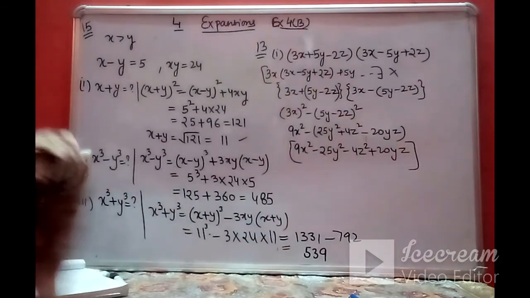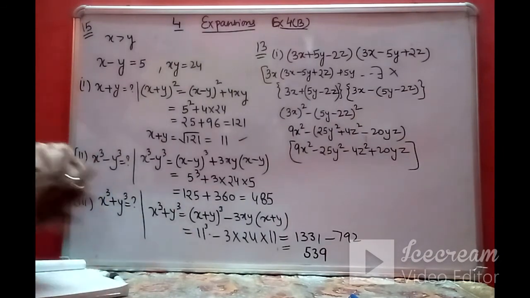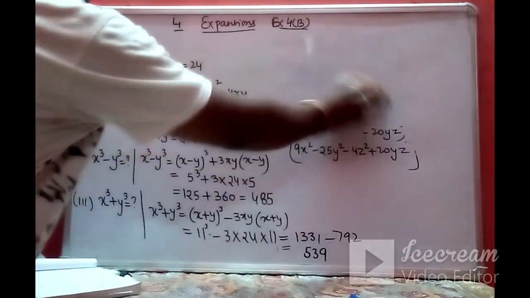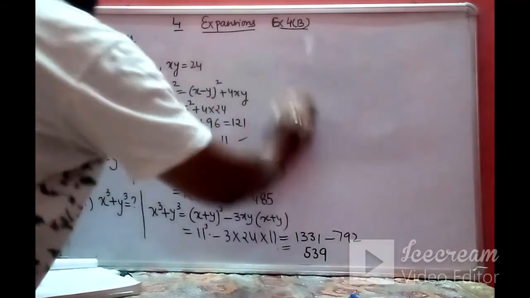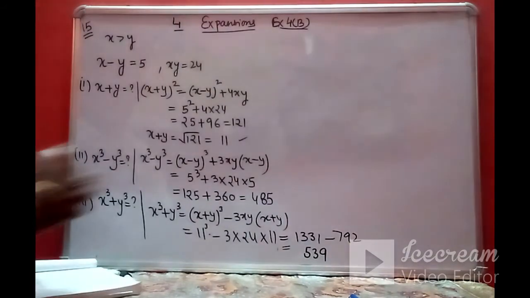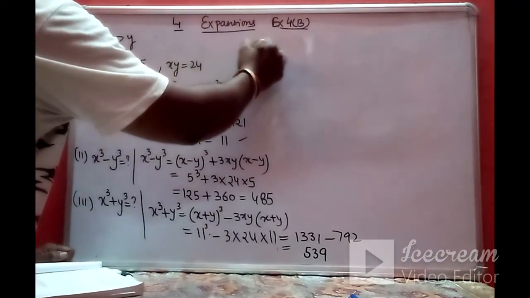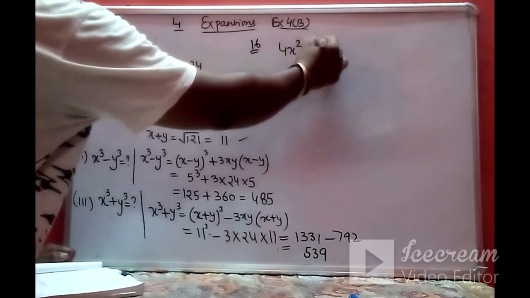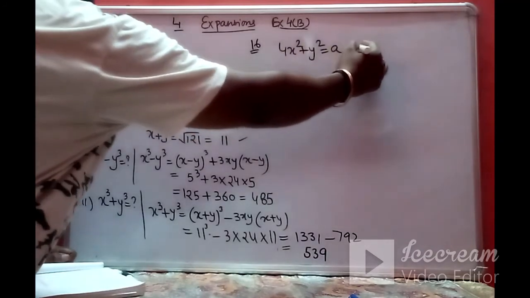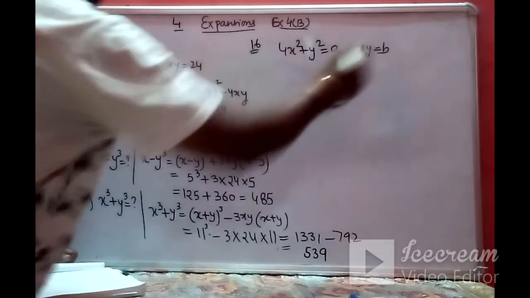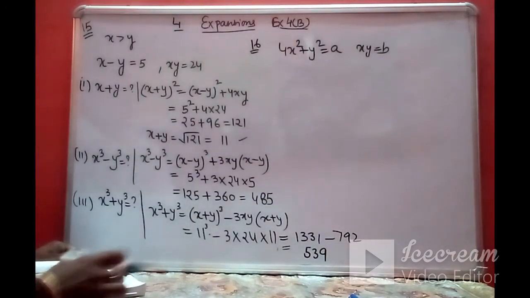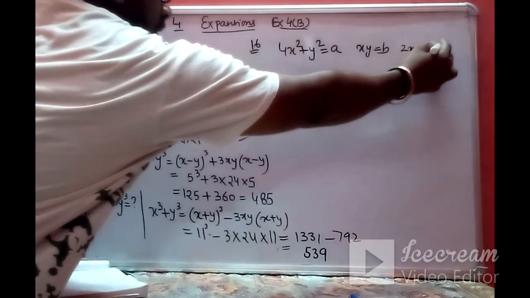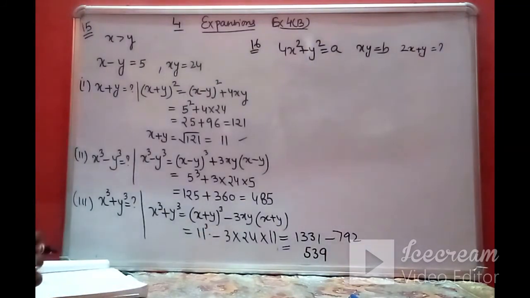Then in question number 16, the last question, again a very easy question. 4x square plus y square is given as a, and xy is equal to b. We have to find the value of 2x plus y. Okay, this we have to find.